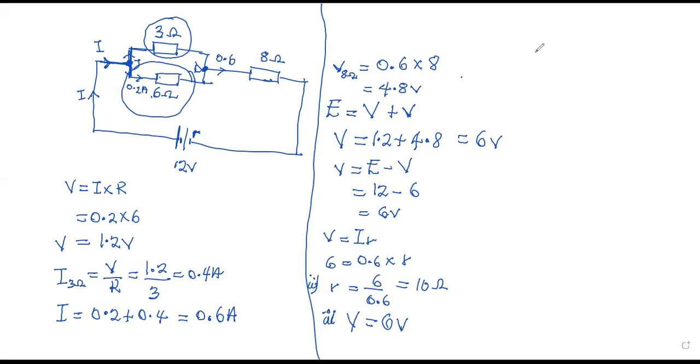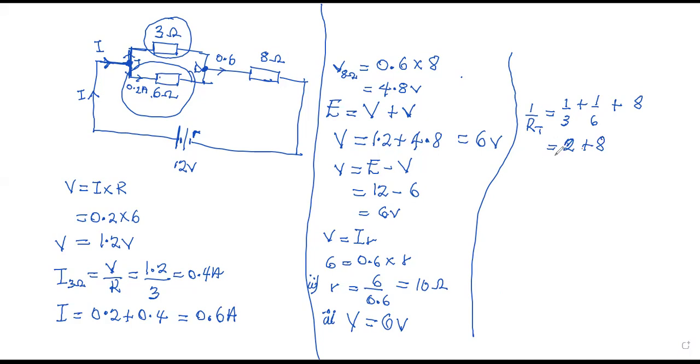Another approach of finding the same thing can be, let's find the total external resistance. 1 over R total is equal to 1 over 3 plus 1 over 6. And that will be in series with the 8 ohm resistor. When we sum this up, this is 2 ohm plus 8. Therefore, our total will give us 10 ohm.